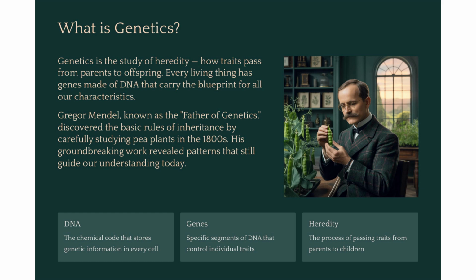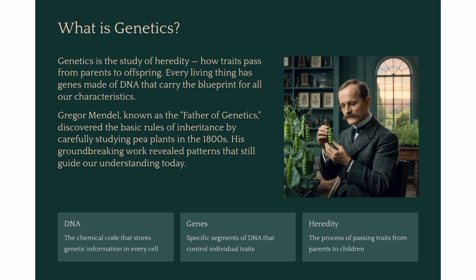Let's go deeper into genes, chromosomes, and traits. First, chromosomes. Humans have 23 pairs of chromosomes inside each cell nucleus. These thread-like structures hold thousands of genes. Second, gene function. Each gene controls the making of proteins, and these proteins decide traits like eye color, height, or blood type. Third, trait expression.